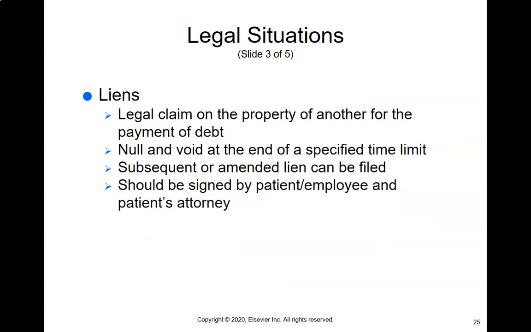Liens express the legal claim on the property of another for the payment of a debt. Null and void at the end of a specified time limit. Subsequent or amended liens can be filed, and they should be signed by the patient and/or employee and the patient's attorney. The physician's fee should be protected by having the attorney sign the lien and indicating that the physician will be paid directly from any money received in the settlement.